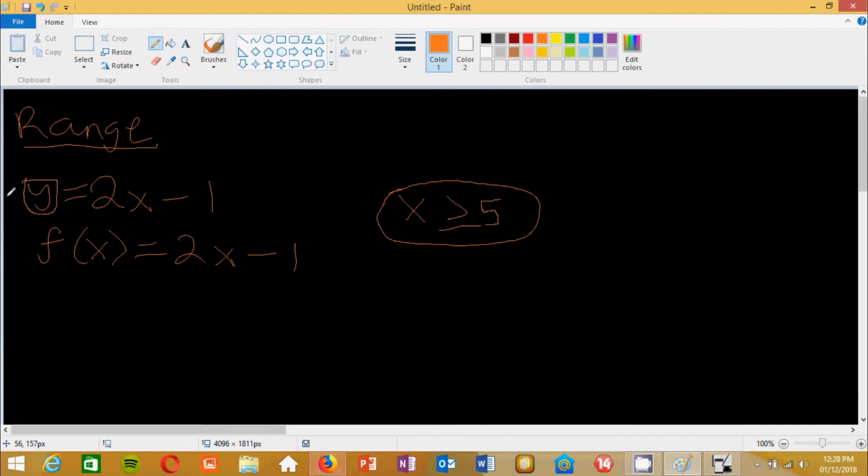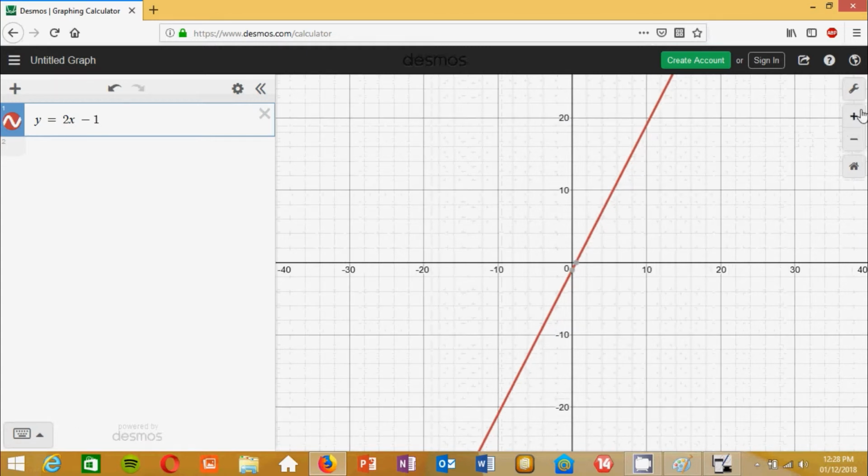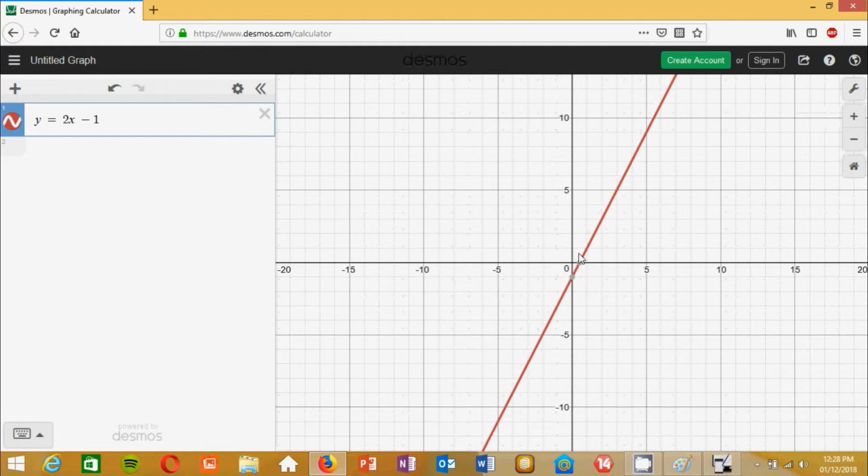And remember, like I said, graphically what this means is these x's here are the numbers on the horizontal axis, the x-axis, and the y values are the numbers on the vertical axis. Let me scale that in a bit. So, literally speaking, if my domain is x is greater than or equal to 5, it means that my graph has to start over here.